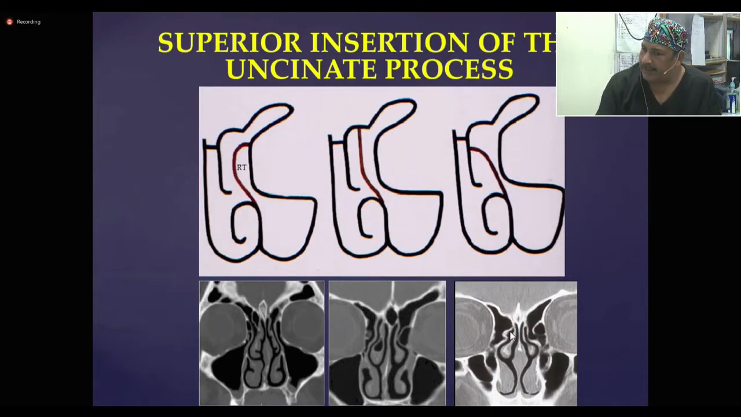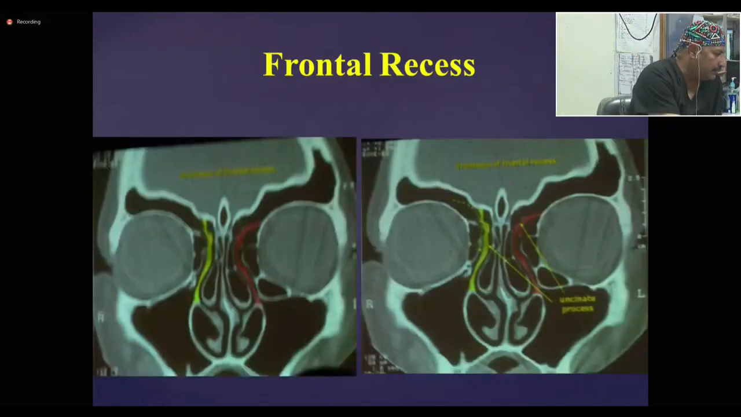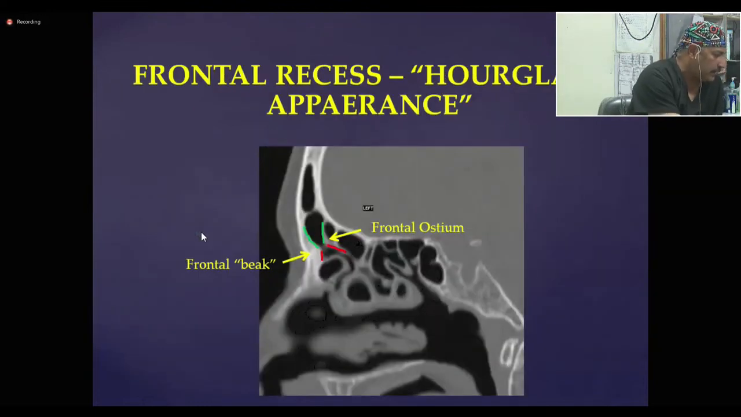So the basic thing, once you think about sinus surgery, plan surgery, you must be thorough in the three-dimensional CT scan to know where exactly your uncinate is going. That is very, very important. And all these three insertions can give a variety of problems.